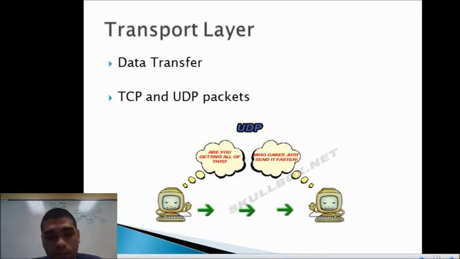So, wrapping that up, with TCP, you send a TCP packet, it receives an acknowledgement saying it was received. If no acknowledgement was received, it sends it again. UDP packets, you send it once and that's it.